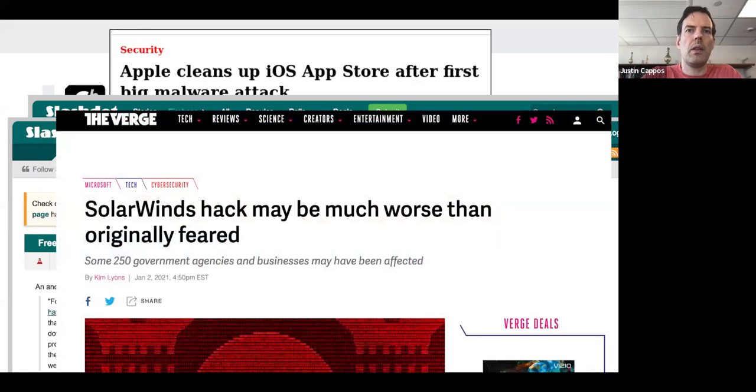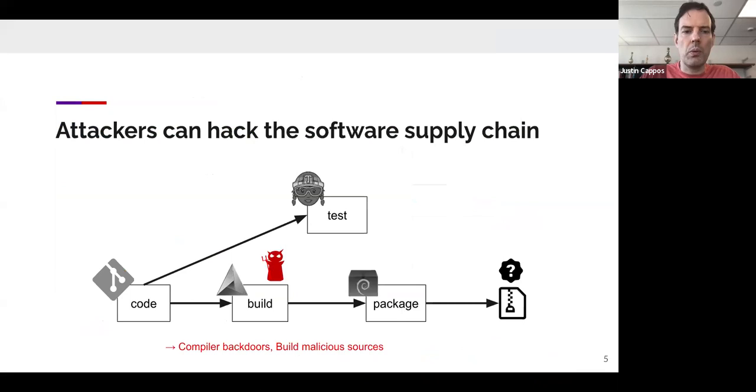The attack itself was actually fairly clever. What the hackers did is they broke into the build server that you see here, and as soon as it went to build a version of the software, it would replace one of the source code files with a different source code file and then do a build.